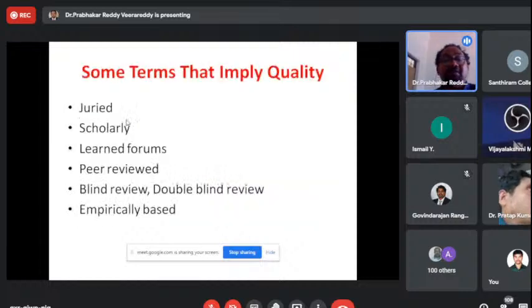Some terms that imply quality: juried, scholarly, learned forums, peer reviewed. I told you, peer reviewed means three professors will review the paper. Blind review, double blind review, because the professors don't know your name or your affiliation. Simply they will read your research paper, they will give you questions, and they will ask for justification.